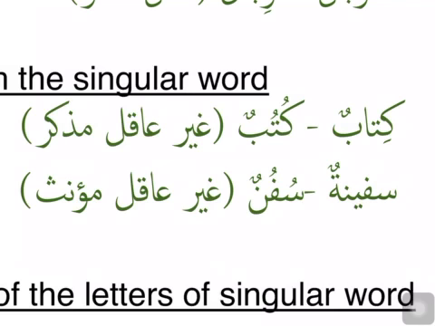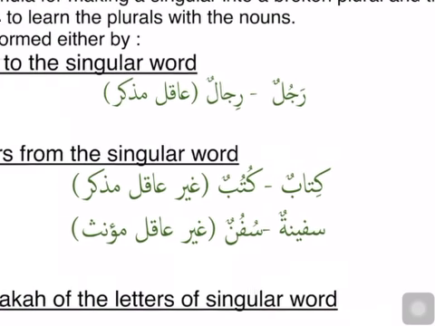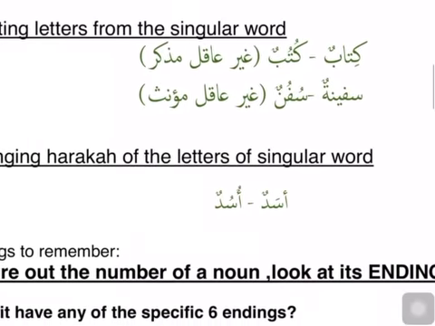As we see, these plurals can be used for aqil words, as in case of rijal, it's an aqil word, it's a muzakkar word. It can be used for a ghair aqil word like kitab, which is a muzakkar word, or it can be used for a ghair aqil muannath word like safina. So it's a very flexible kind of plural that can be taken by all different kinds of words.